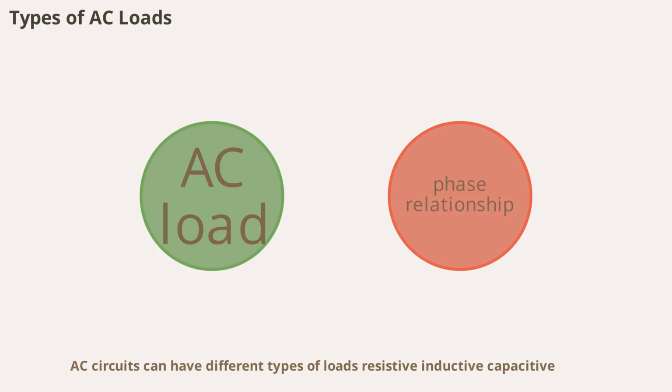AC circuits can have different types of loads: resistive, inductive, capacitive, or a combination. Each type affects the phase relationship between voltage and current differently. Resistive loads keep current and voltage in phase, inductive loads cause current to lag, and capacitive loads cause current to lead. Understanding the nature of the load is essential for predicting circuit behavior and for designing systems that operate efficiently and safely.